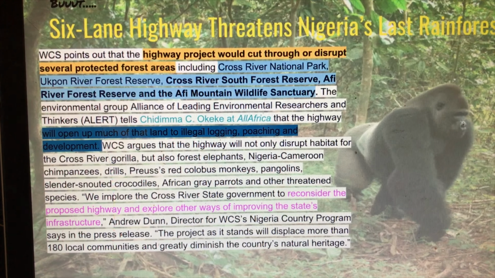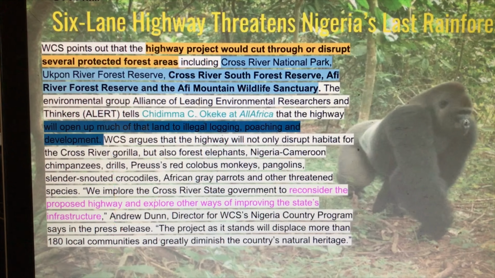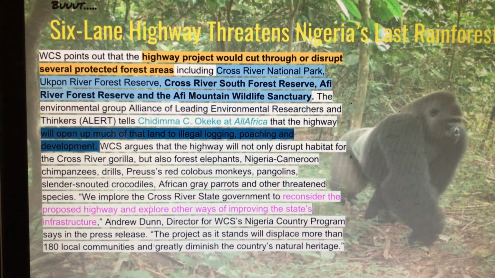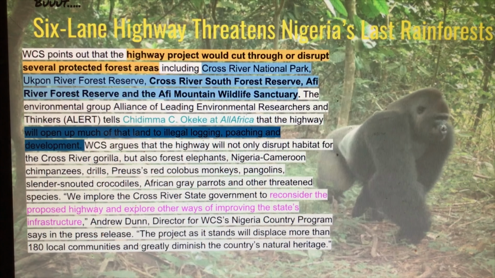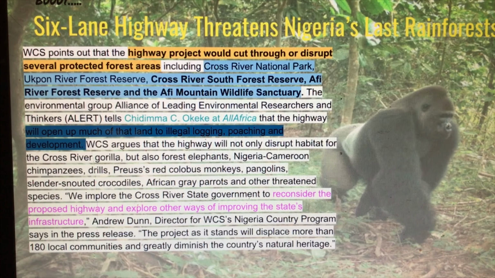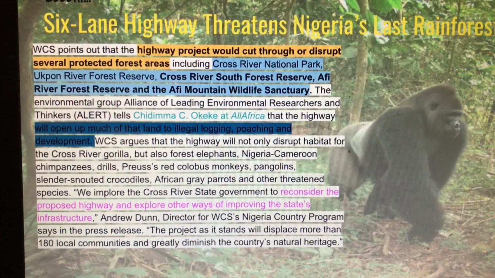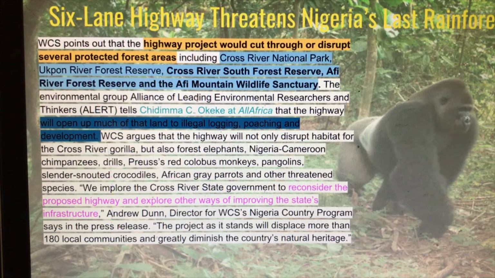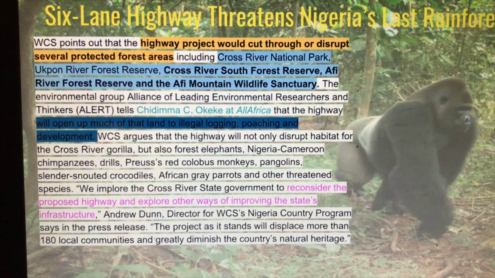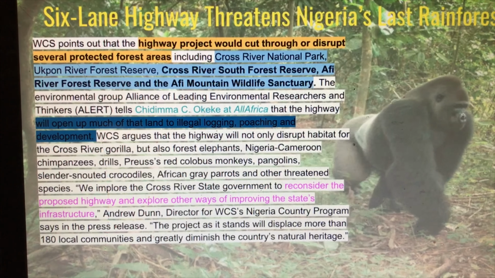WCS argues that the highway will not only disrupt habitat for the Cross River gorilla, but also forest elephants, Nigeria-Cameroon chimpanzees, drills, preuss's red colobus monkeys, pangolins. Don't know what that is. I'd love to look that up. Maybe you could look that up for your project. Slender-snouted crocodiles, African gray parrots, and other threatened species.